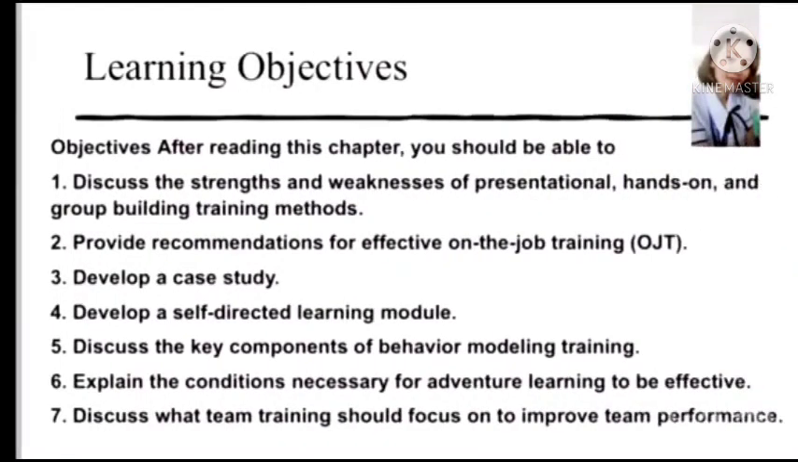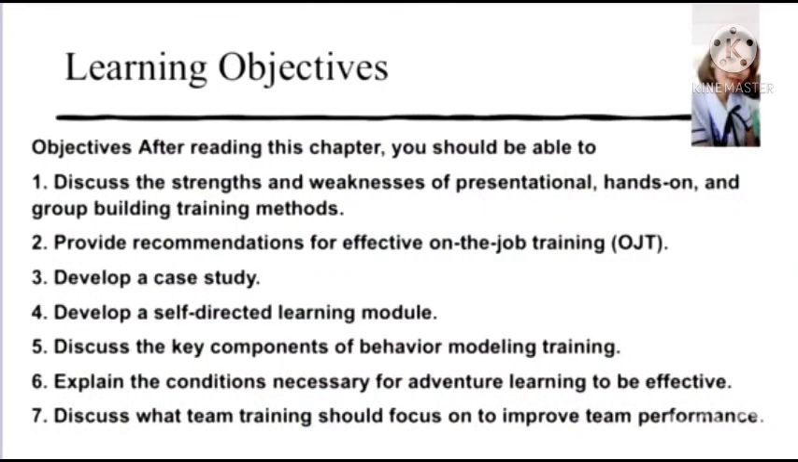Training methods. So there are 7 learning objectives in this chapter 7. Number 1, discuss the strengths and weaknesses of presentational, hands-on, and group building training methods. 2, provide recommendations for effective on-the-job training or OJT. 3, develop a case study.